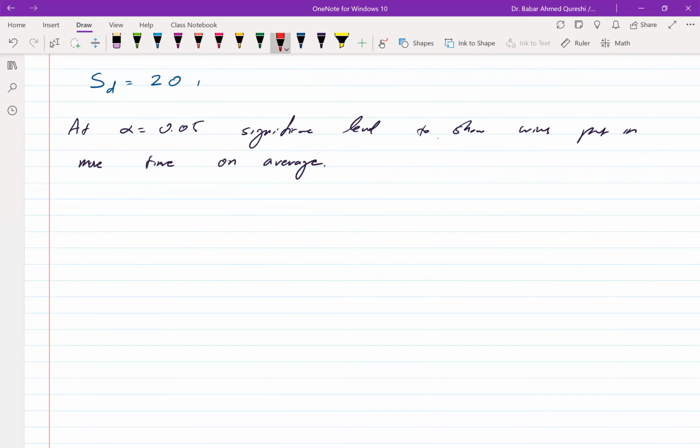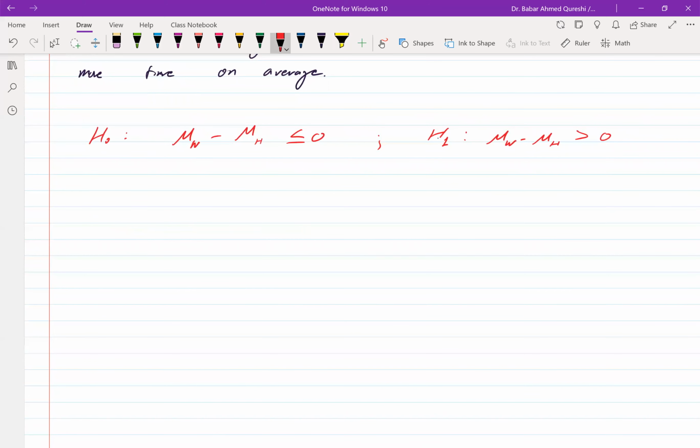So since you have to show this, you start with the null hypothesis that the population average of wife minus husband is less than or equal to 0, while the alternate hypothesis is that on average, wives work more, so the difference is greater than 0. So again, as always, for your t, you have a 0, and if you see a number here, then you will reject it.